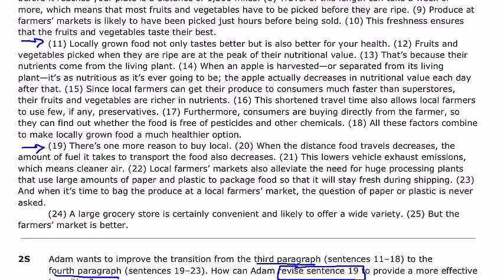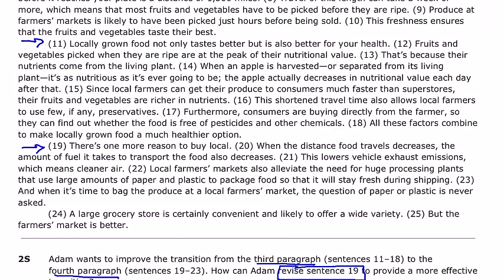Locally grown food not only tastes better, but is also better for your health. Fruits and vegetables picked when they are ripe are at the peak of their nutritional value. That's because their nutrients come from the living plant. When an apple is harvested, or separated from its living plant, it's as nutritious as it's ever going to be. The apple actually decreases in nutritional value each day after that.